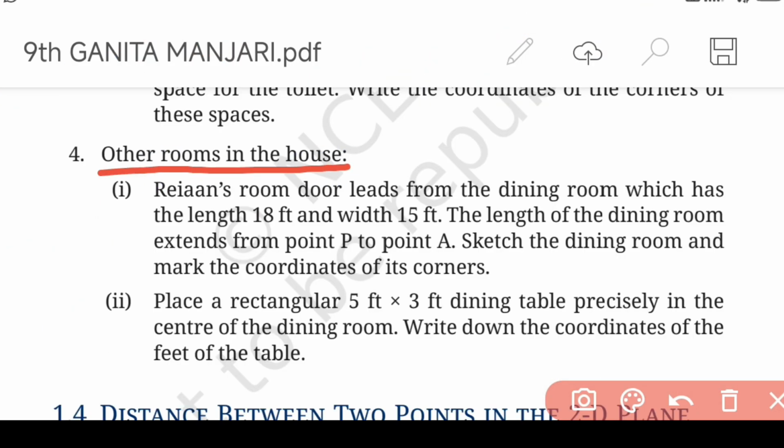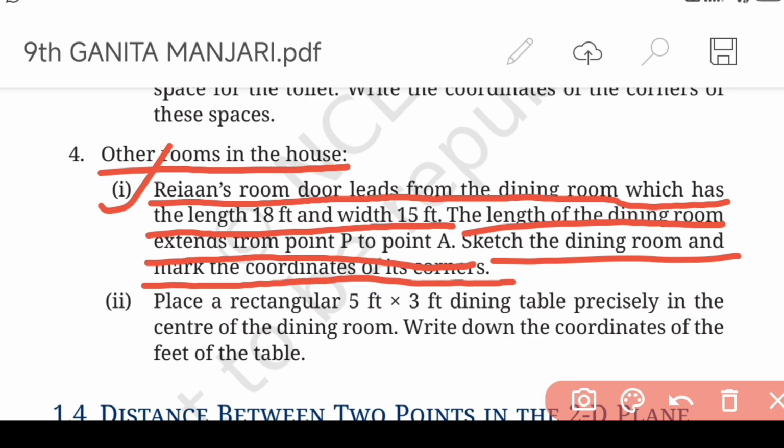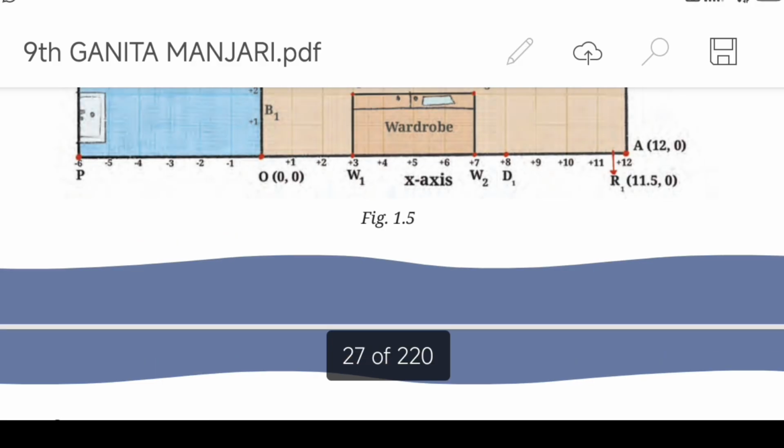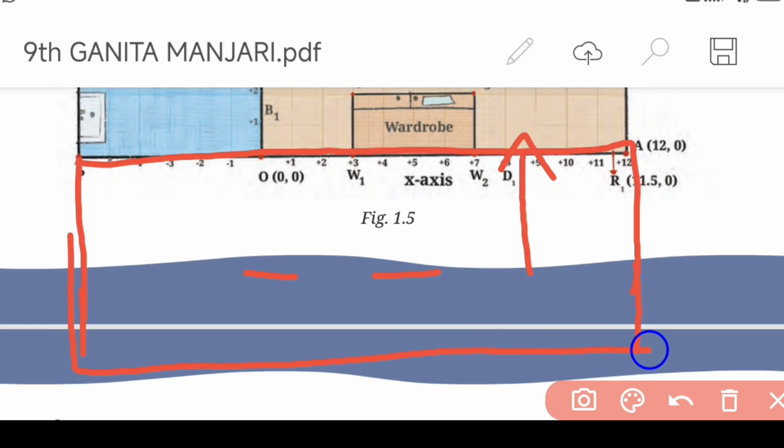Other rooms in the house. What is that? First question. Rian's room door leads from dining room, which has length 18 feet and width 15 feet. The length of the dining room extends from point P to point A. Sketch the dining room and mark coordinates of the corners. Where should be the dining room? This is the dining room, because he is telling that he has to enter from the dining room. Therefore, this is the dining room.